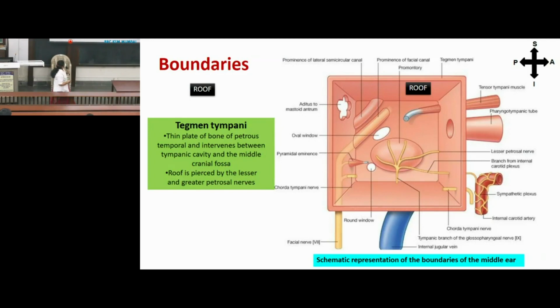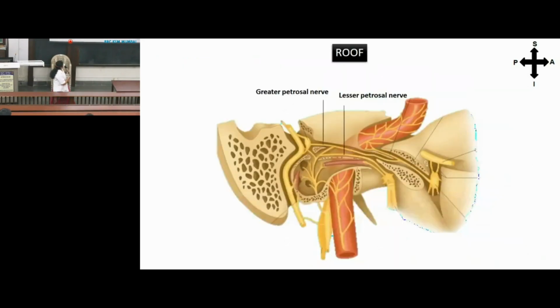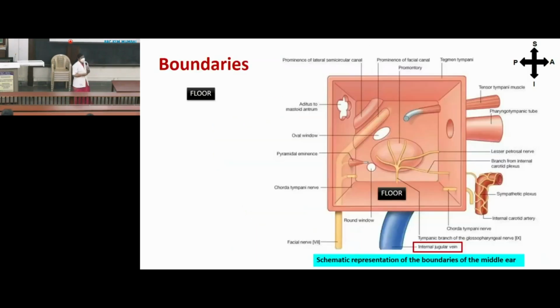Okay. So here you can see this is the roof, which is formed by a thin plate of bone called the tegmen tympani, and this is the middle ear cavity. Here you can see there are 2 nerves, the greater petrosal nerve and lesser petrosal nerve, piercing the roof of the middle ear cavity. Now coming to the floor. The floor of the middle ear cavity is formed by a thin plate of bone separating it from the underlying structure, which is known as the superior bulb of the internal jugular vein.